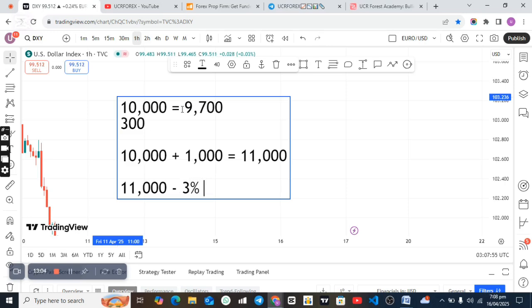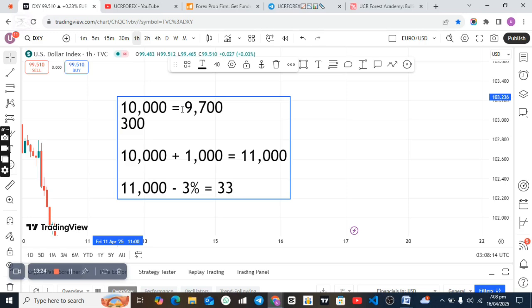Most of you now will be shouting, "Is here a lot of calculation? Is it what I'll be doing?" No, calm down now. It's not what you should be doing. I know most of you are running from calculations every time, but that is not exactly what you have to do. When you calculate the 3% of this particular 11,000, it means that you will never go below 10,670.